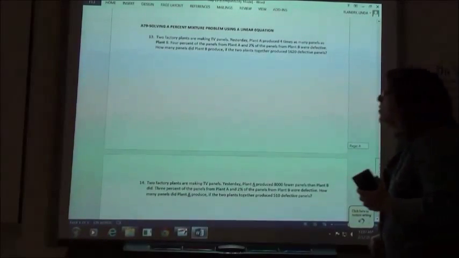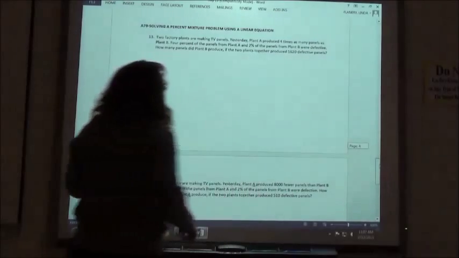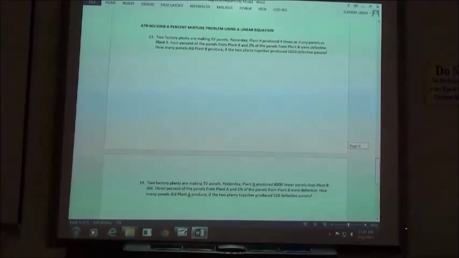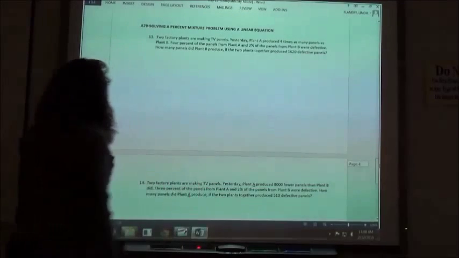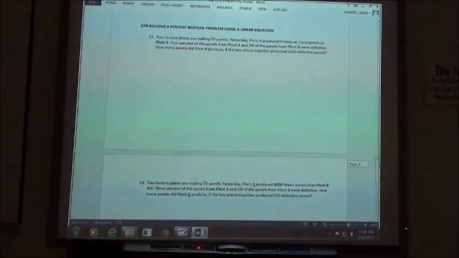And the next one here, solving a percent mixture problem. The percent mixture problem's kind of like those value problems that we started out with, but this time we're working with percents. It says 2 factory plants are making TV panels.